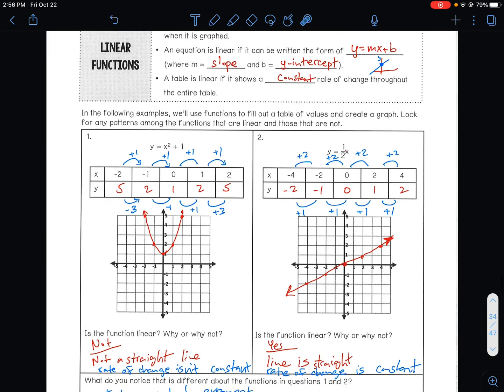And then for your graphs, it's easy. If it forms a straight line, then it is a linear function.